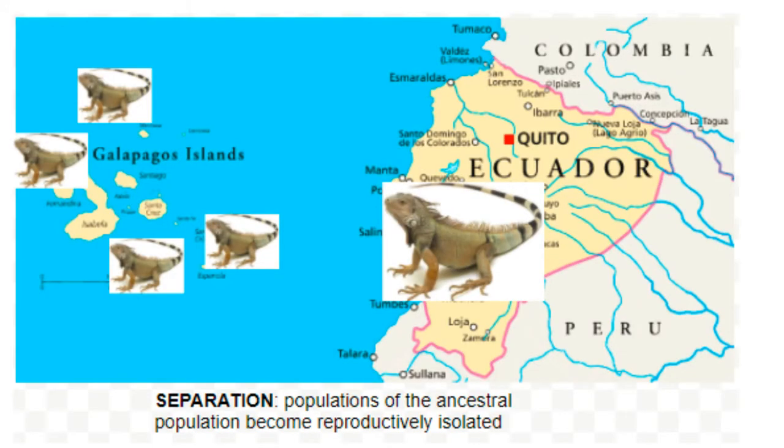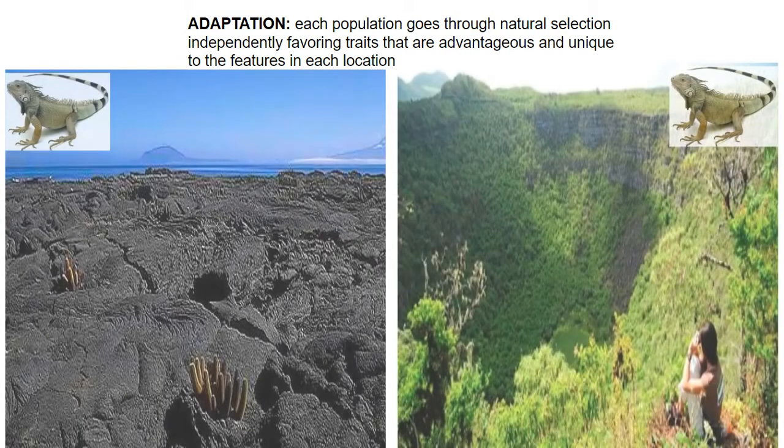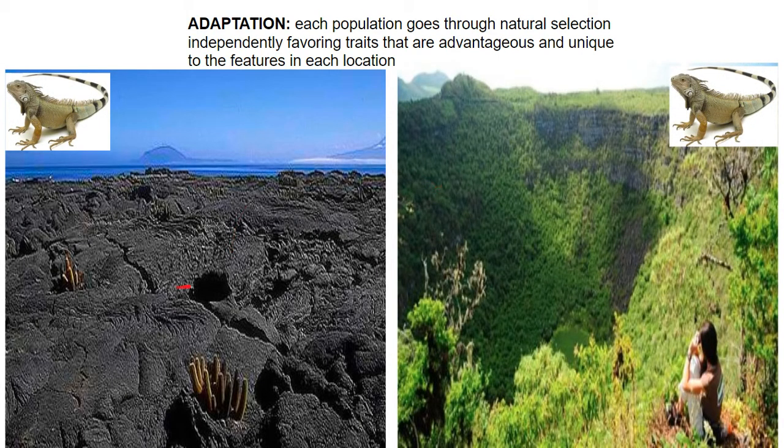So we have separation. From there, we have adaptation. And each population is going to go through natural selection independently, and they're going to favor traits that are advantageous and unique to the features in each location. And in that video, you saw that each island is slightly different. So we have some islands that are young and full of black volcanic lava, and other islands have been around for a really long time. They have a greater change in elevation, they have more plant varieties, and they just have a different environment.